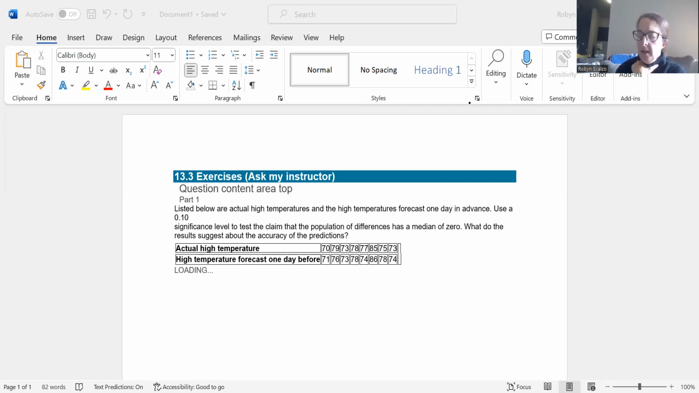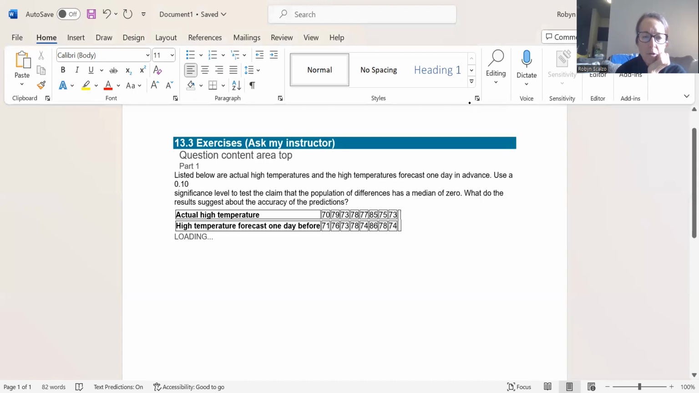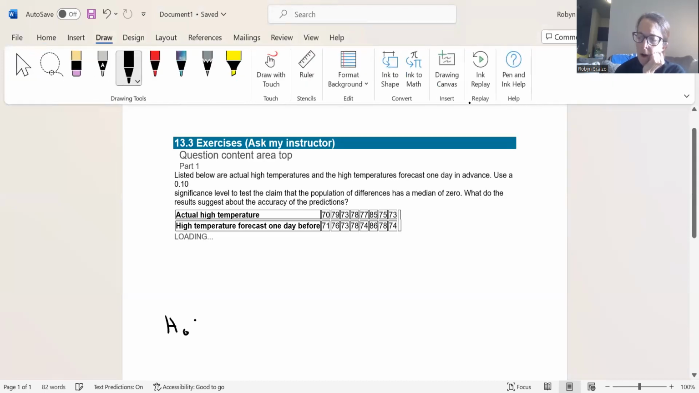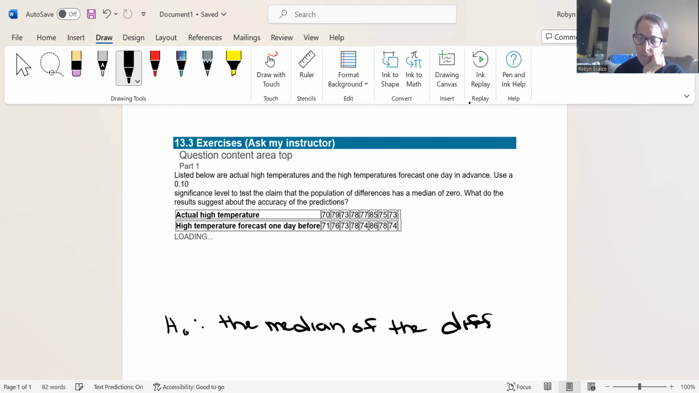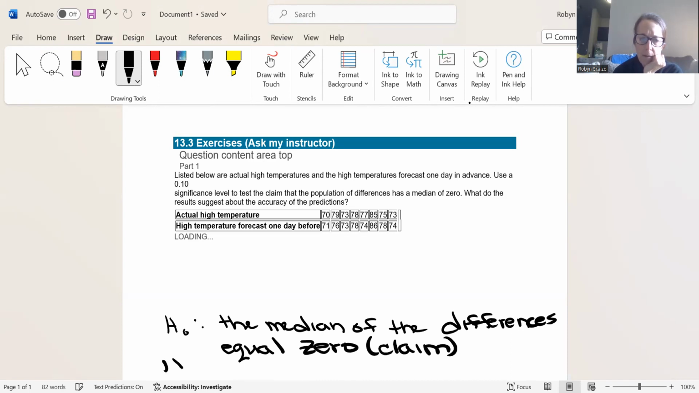So basically what we have here is matched data. It's matched because it's 1 day and then the next day. I am going to first state my hypotheses, which is very important. My null hypothesis would be the median of the differences equals 0. And this is indeed the claim. I like to signify what that is as well.